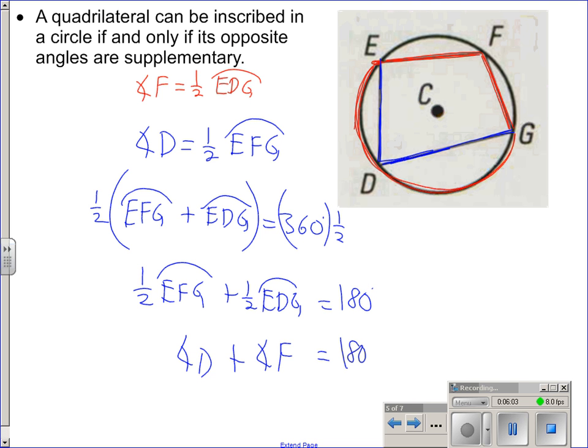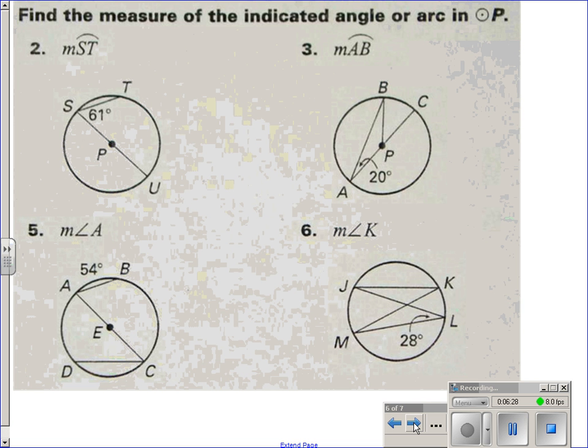We can do the same thing for angles E and G. Angle E plus angle G will also be 180. But again, notice the "if and only if." So we can read this in the other direction. It says if the opposite angles of a quadrilateral are supplementary, then that quadrilateral can be inscribed into a circle. All right, that is it for the notes.